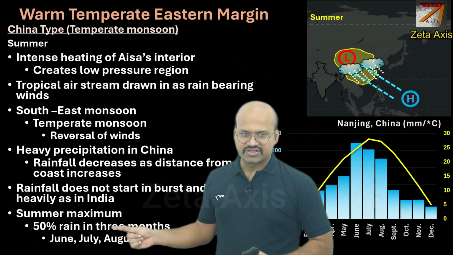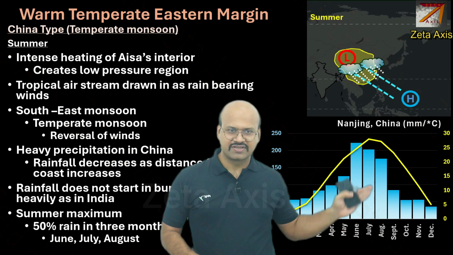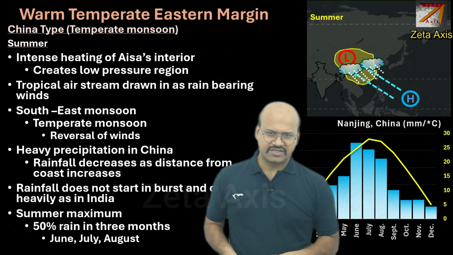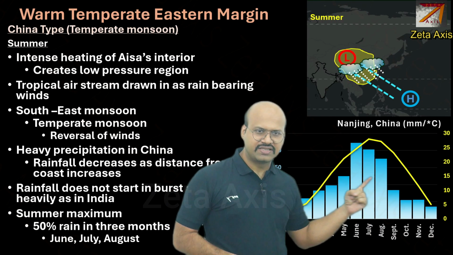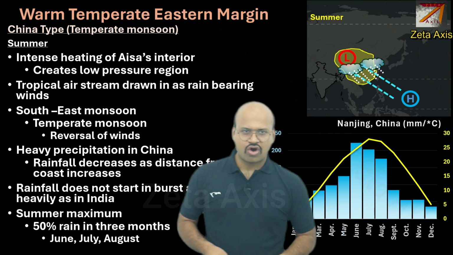Summer maximum occurs in rainfall. We can see that these are the summer months and a maximum of 50% of the rainfall occurs in these 3 months, June, July and August.